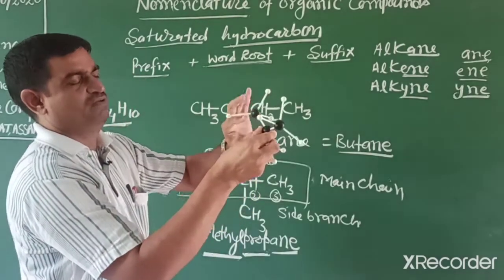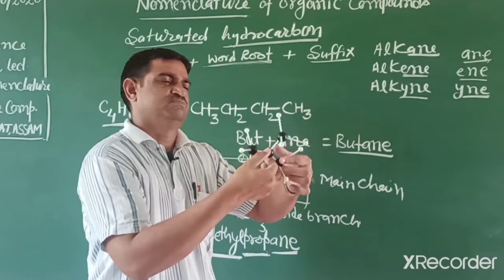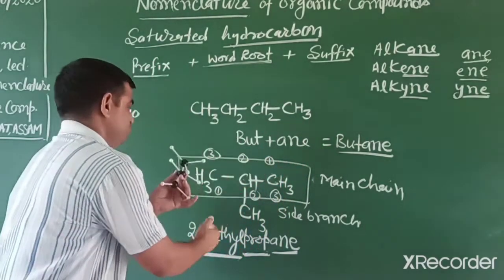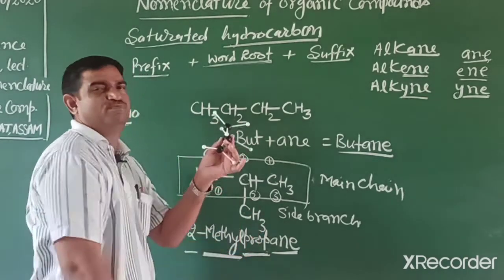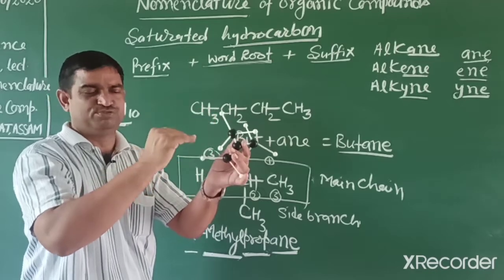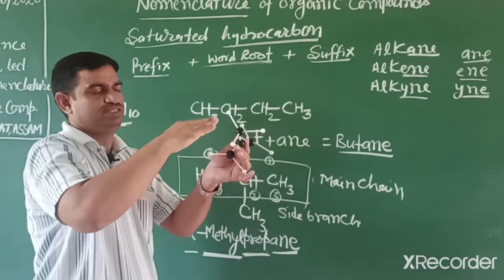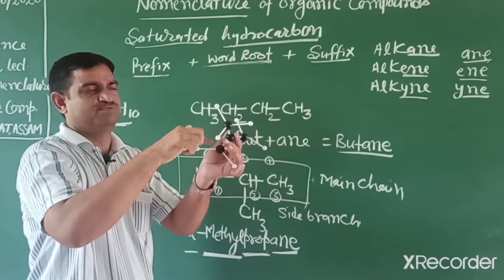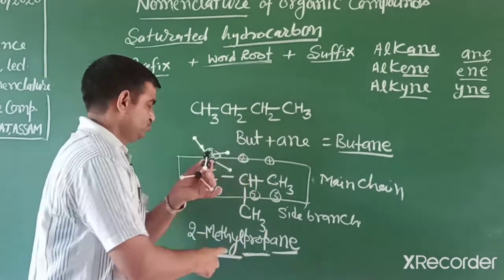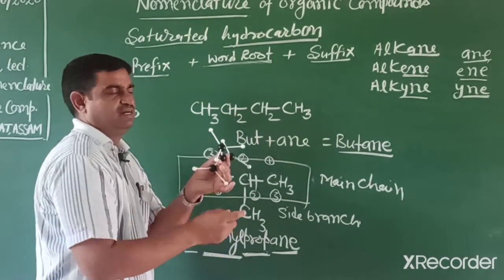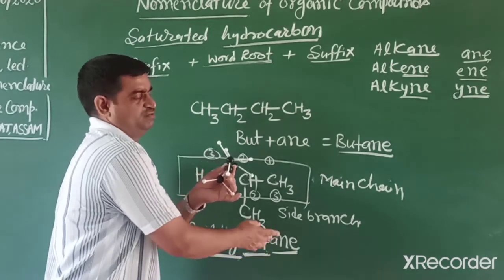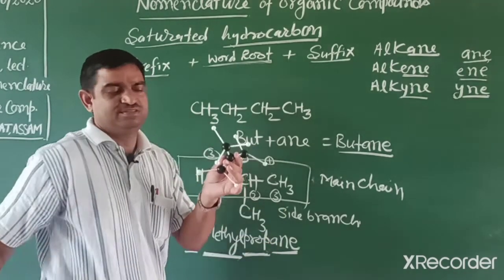So for this compound, its IUPAC name is 2-methyl propane. Why? At first we give the position of the substituent. Second, because this substituent is attached at the second carbon, 1, 2, 3, 2, and the substituent has only one carbon, so its word root is meth and YL as suffix, so 2-methyl prop, 3 carbon and N as a single bond.